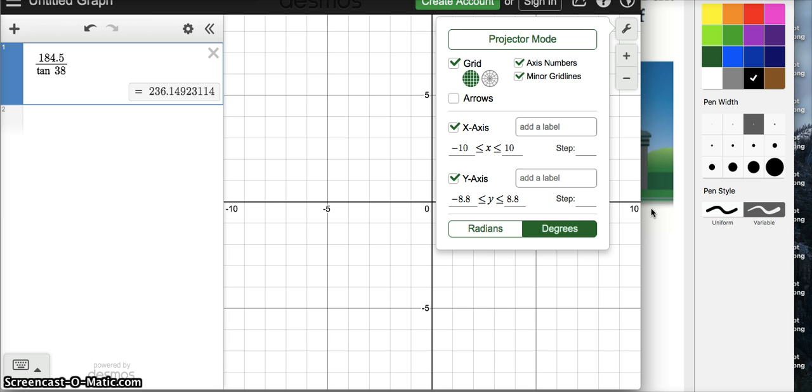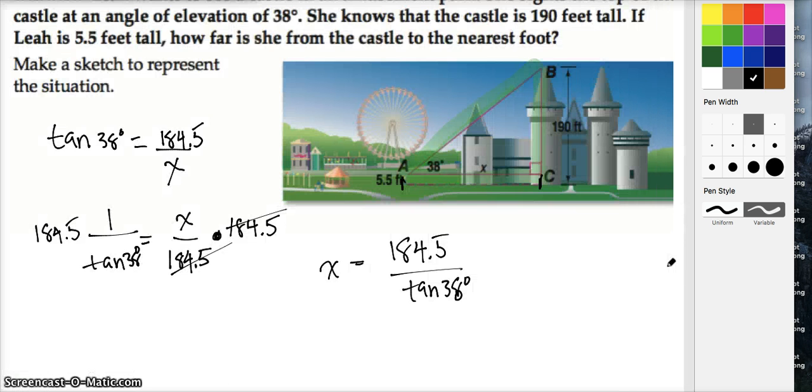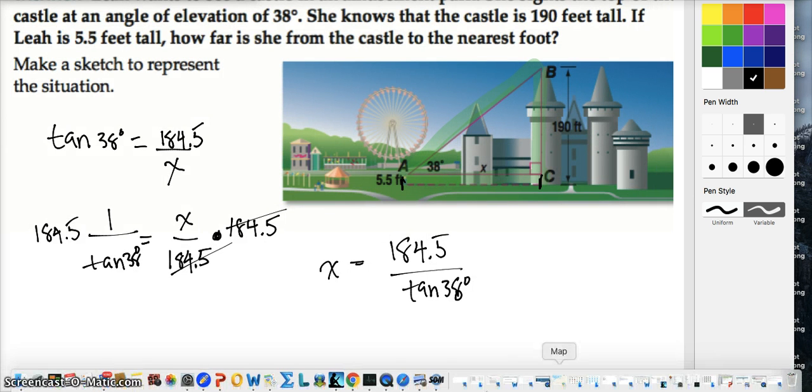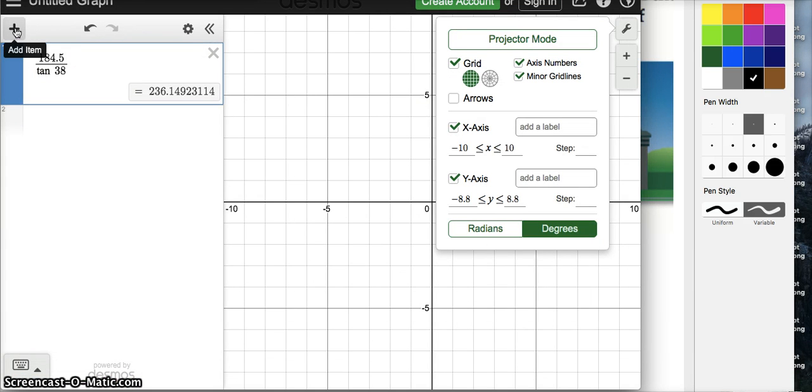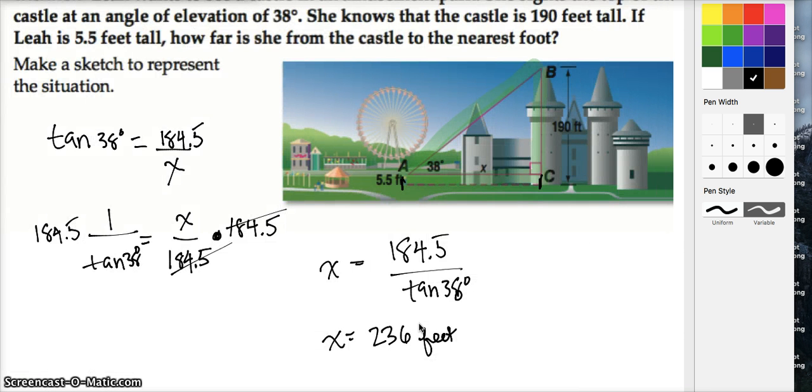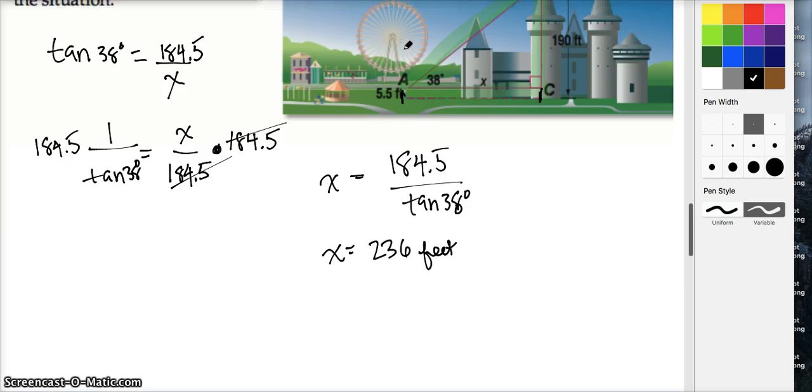And that kind of jives with the picture that we have. But if you were drawing your own picture, you may not have known that. So you want to make sure and not just plug everything into your calculator, but make sure you're in degrees if you're dealing with degrees, which we will be. So the answer, I just lost it again. The answer was 200 something. Let's see. 236.14. Or let's just say 236 feet, because they did ask us to answer it to the nearest foot.